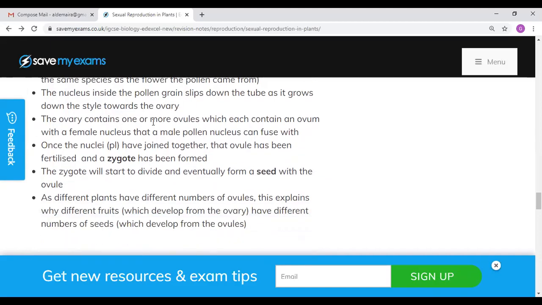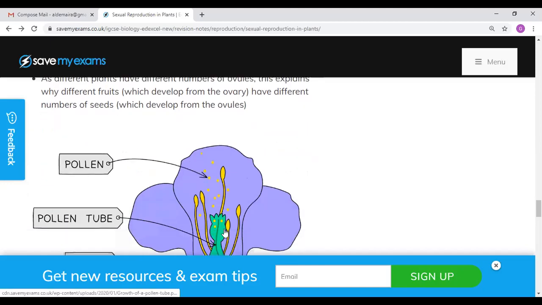The ovary contains one or more ovules, which each contain an ovum with a female nucleus that a male pollen nucleus can fuse with. Once the nuclei have joined together, that ovule has been fertilized, and we say that a zygote has been formed. A zygote will eventually divide to form a seed within the ovary. As different plants have different numbers of ovules, this explains why different fruits which develop from the ovary have different numbers of seeds which develop from the ovules.